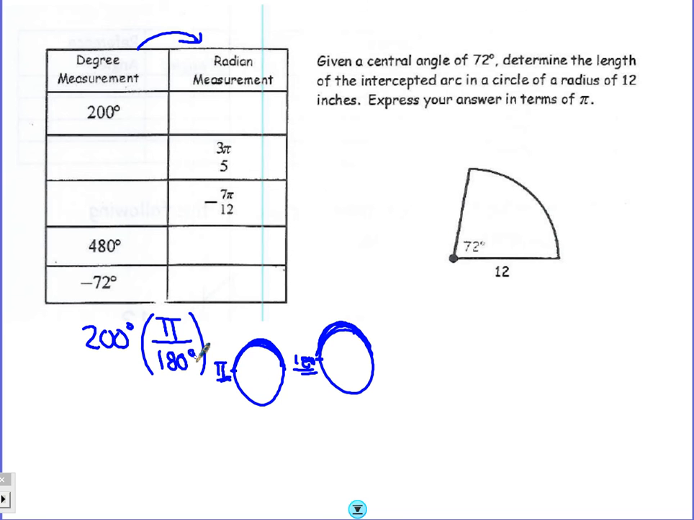We want to do this in our heads. Here I can divide by a factor of 10. I have 20 pi over 18. And then I want to try to find the biggest factor they have in common. 2 works, but can I get anything bigger?